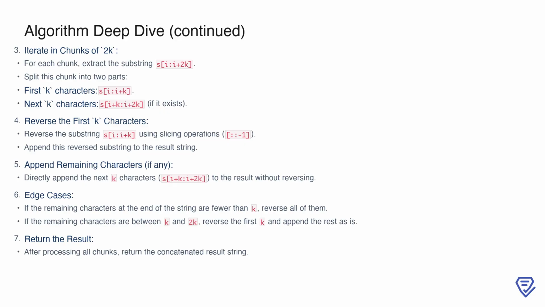It's important to carefully handle edge cases, such as when the remaining characters at the end of the string are fewer than k, in which case we reverse all of them. Alternatively, if the remaining characters are between k and 2k, we reverse the first k and append the rest unchanged. Once all chunks are processed, the final concatenated result string is returned.